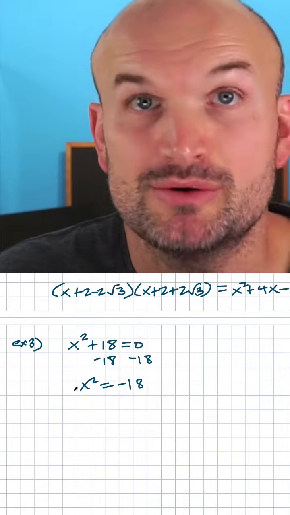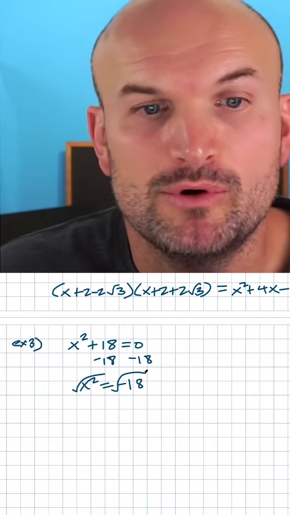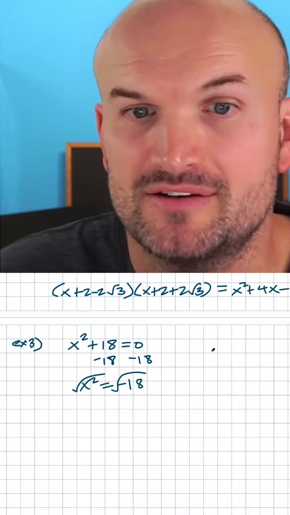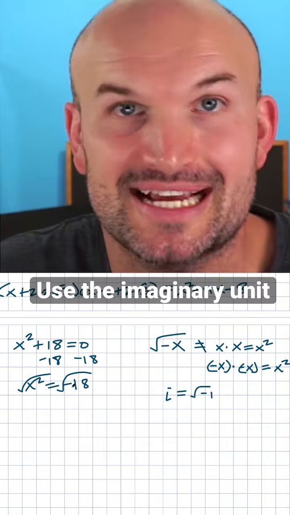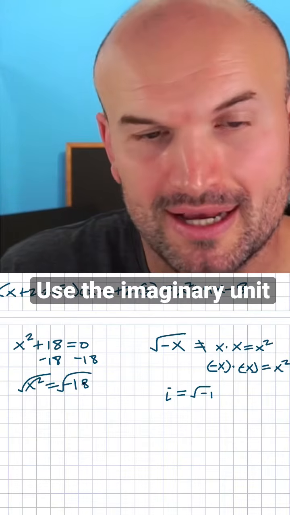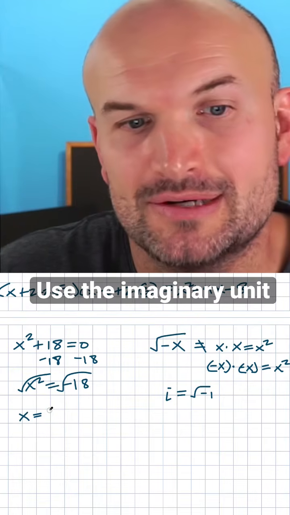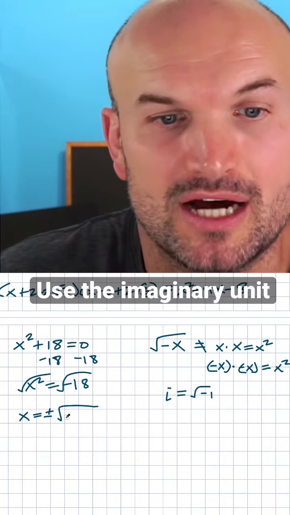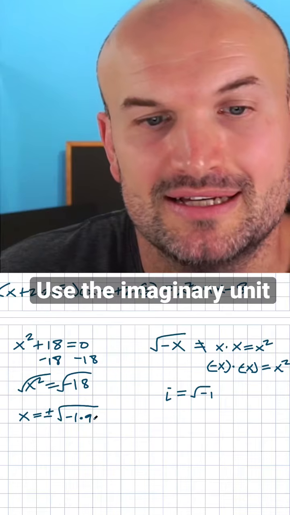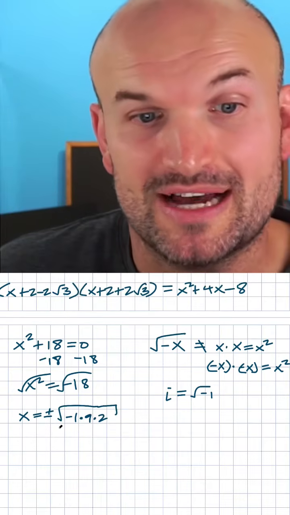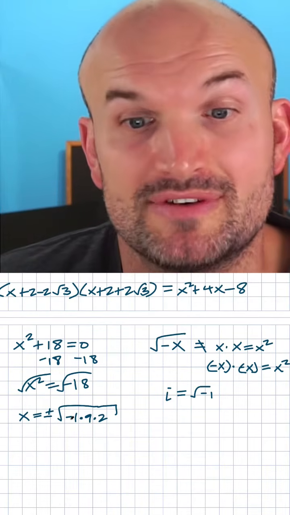When we take the square root to isolate our x on both sides, we recognize we cannot take the square root of a negative number. So now what I can simply do is think of this negative as a -1, and I can simplify the 18 as 9 times 2. So therefore I have x equals plus or minus the square root of -1 times 9 times 2.